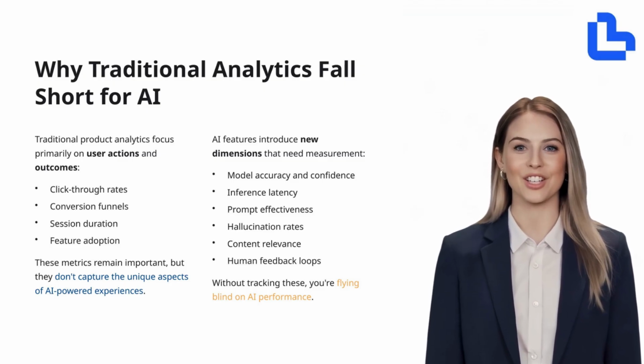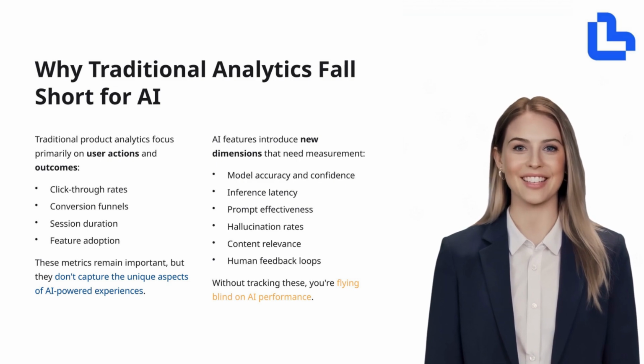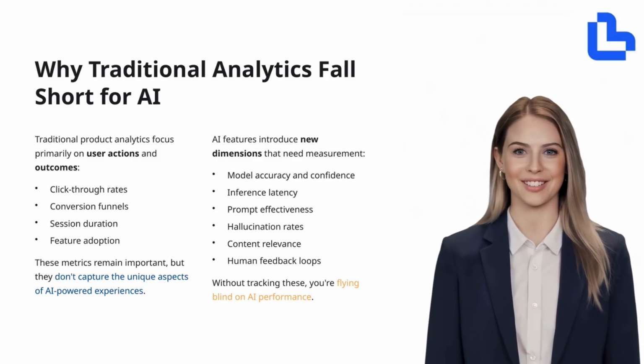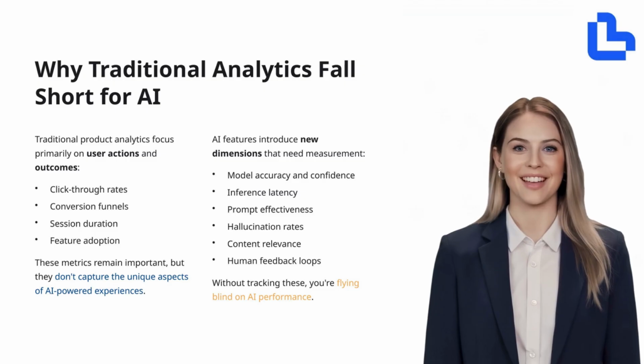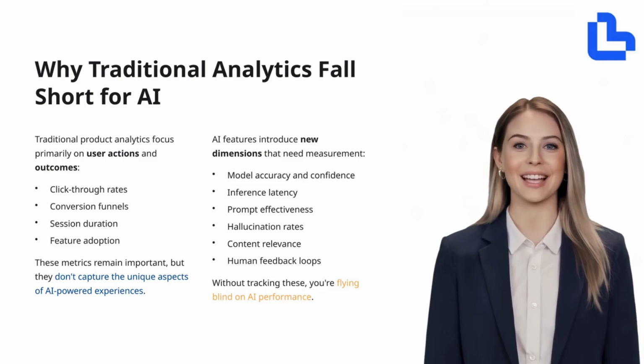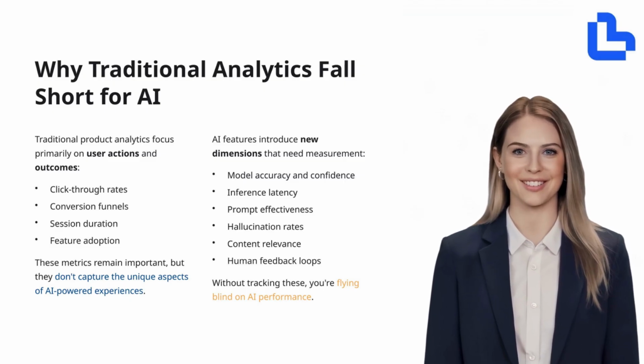We are no longer just tracking what users do. We need to understand how the AI itself is performing. That means looking at model accuracy and confidence, inference latency, and how effective prompts are in generating useful responses. We also need to monitor hallucination rates, content relevance, and how human feedback is being incorporated. Without tracking these AI-specific metrics, we are essentially flying blind.